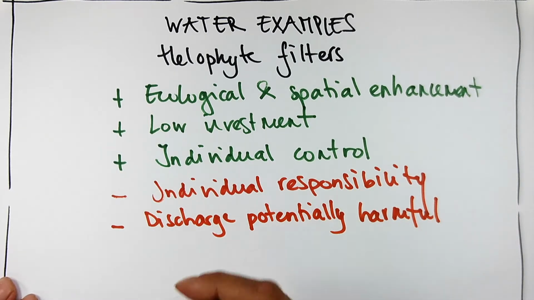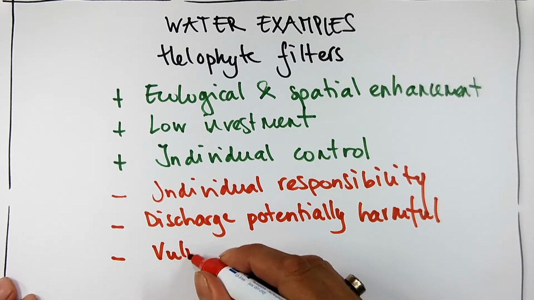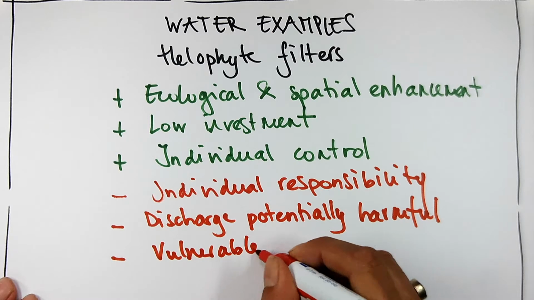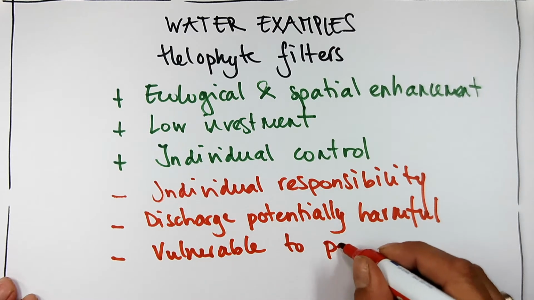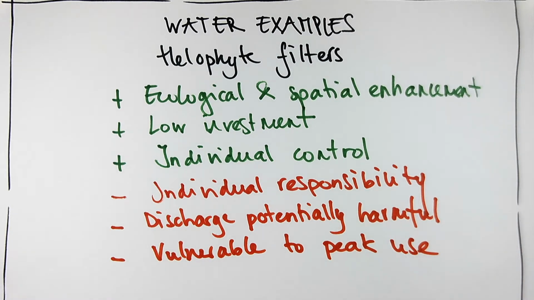Another disadvantage of such a natural system is that it cannot deal with peak inflow very well. If you have a party and more people use your toilet than what the system is dimensioned for, the system may collapse.